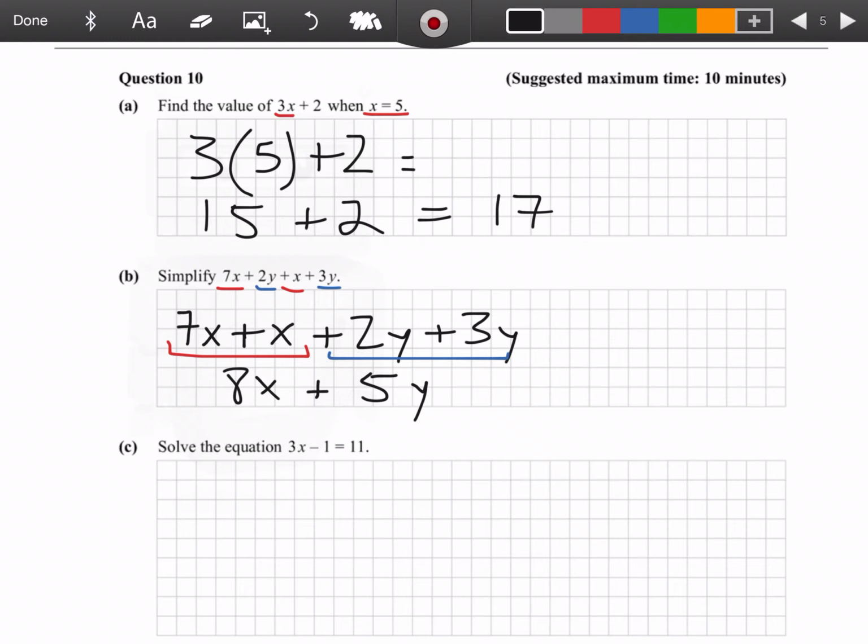And that's all there is to it. I can't mix x's and y's because they're different terms. I can't mix these numbers because they're attached to the letters. So that is my answer done.